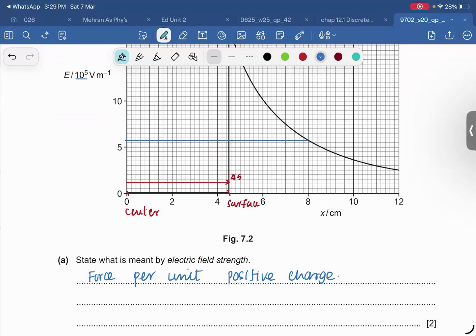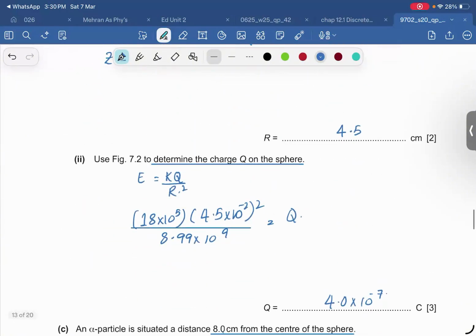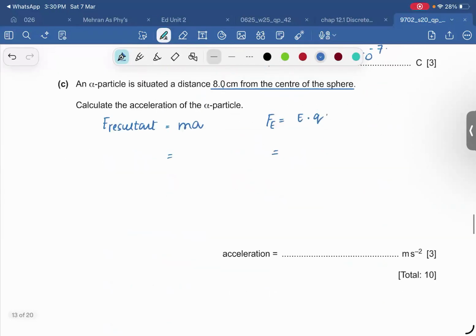So the electric field is 5. Okay, that is 7.5. I think 5.5 and then 6, approximately 5.5, 5.75 would be. Okay, so the electric field E is 5.75 exponent 5, taken from the graph when the distance x or r is 8 centimeter from the center.